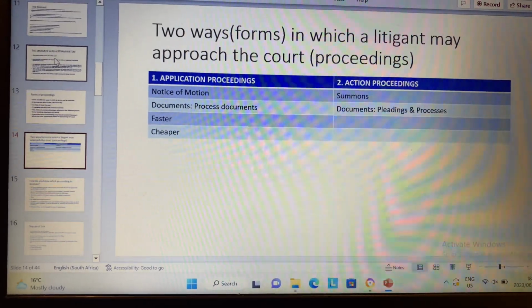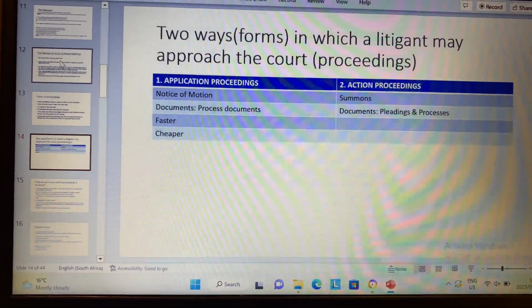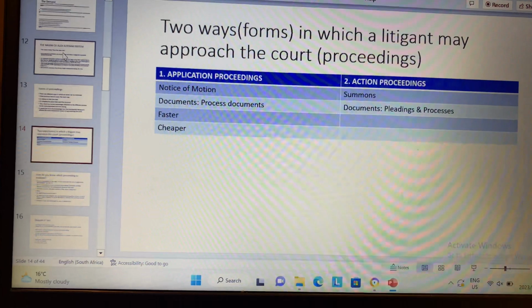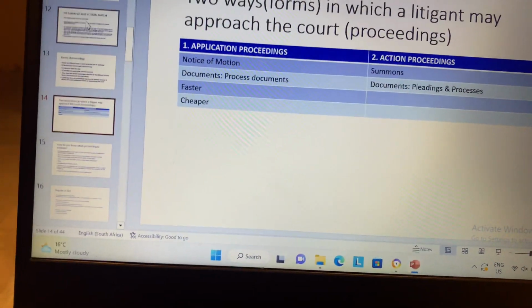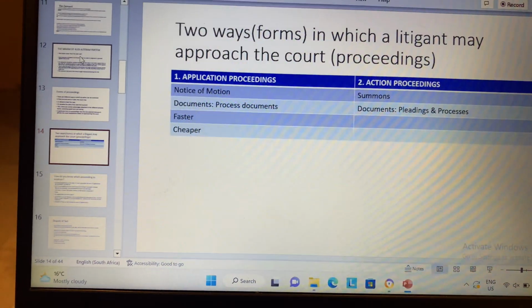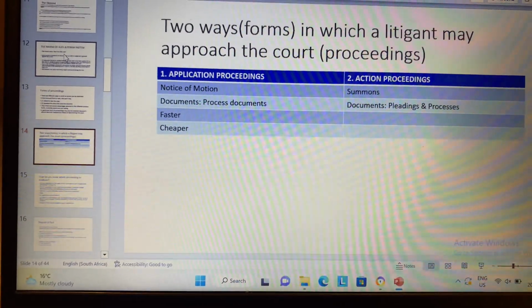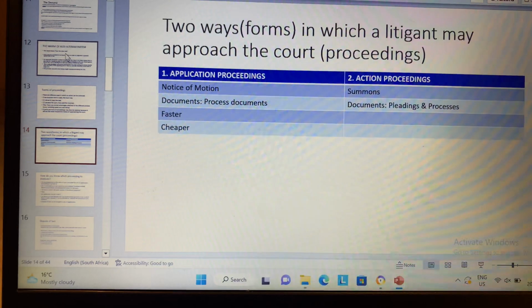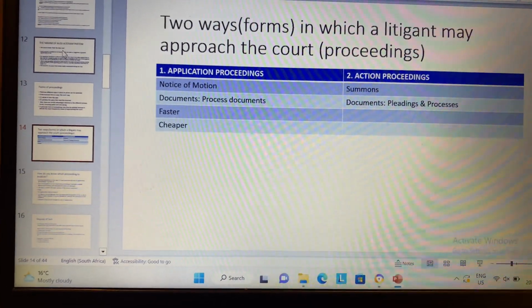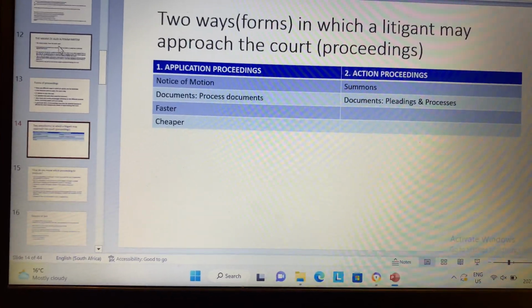So today I'm going to be just explaining the differences between application proceedings and action proceedings. These proceedings are the ways in which a litigant may approach the court, or may institute court proceedings. So what I mean is, let's say you are an attorney and a client comes to your office and consults with you.